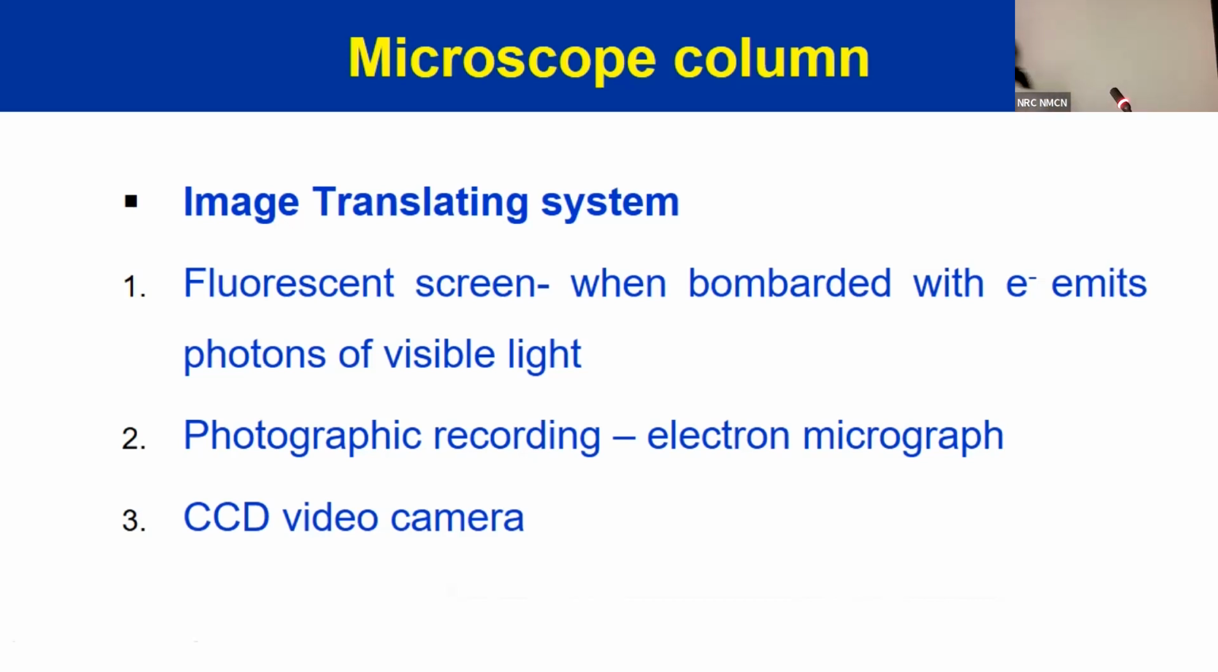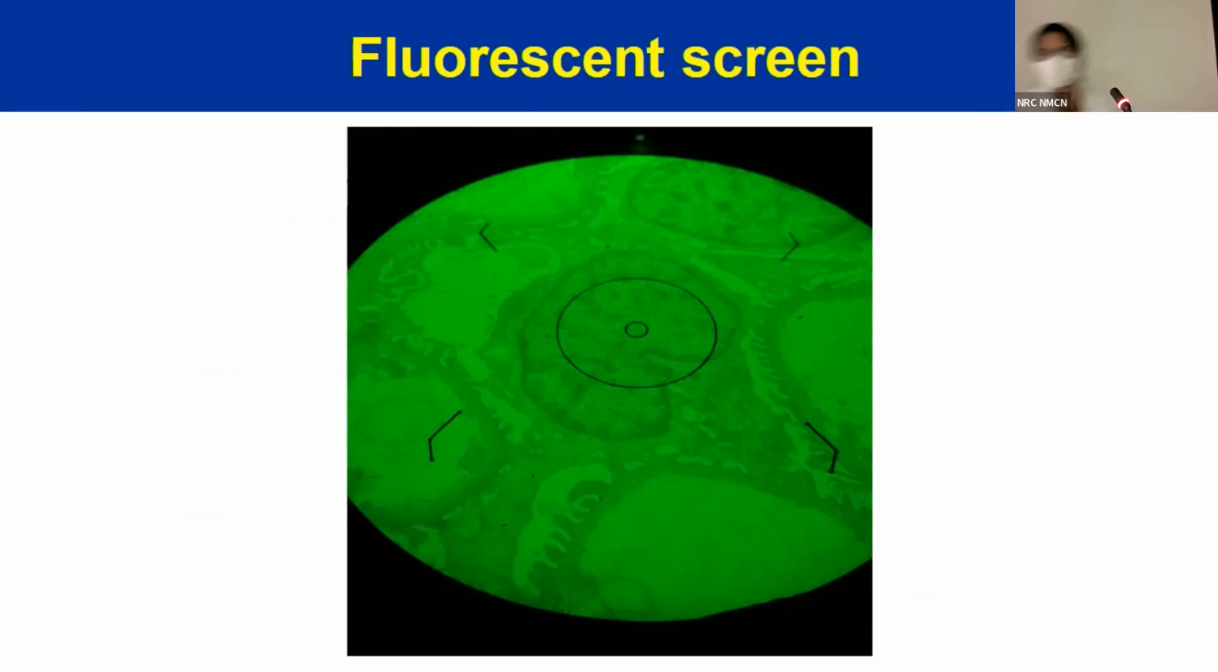And now you have the CCD cameras and the digital output where you can look at it on the digital screen. Initially, we used to keep photographic films. In the earlier microscopes, there used to be photographic films which used to take those images. So this is how a fluorescent screen looks. If you look at this image, this is an image of what? What is the tissue which has been kept in the specimen chamber?